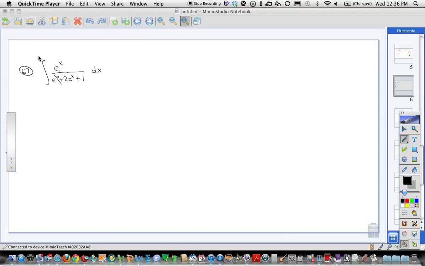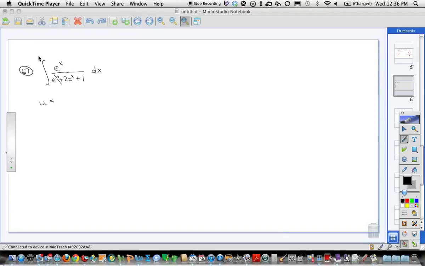Let u be the bottom. Now, thinking ahead, if I let u be the bottom, the du is going to be 2e to the 2x plus 2e to the x dx, which I don't think is going to help me too much here. So, Derek, what were you thinking?